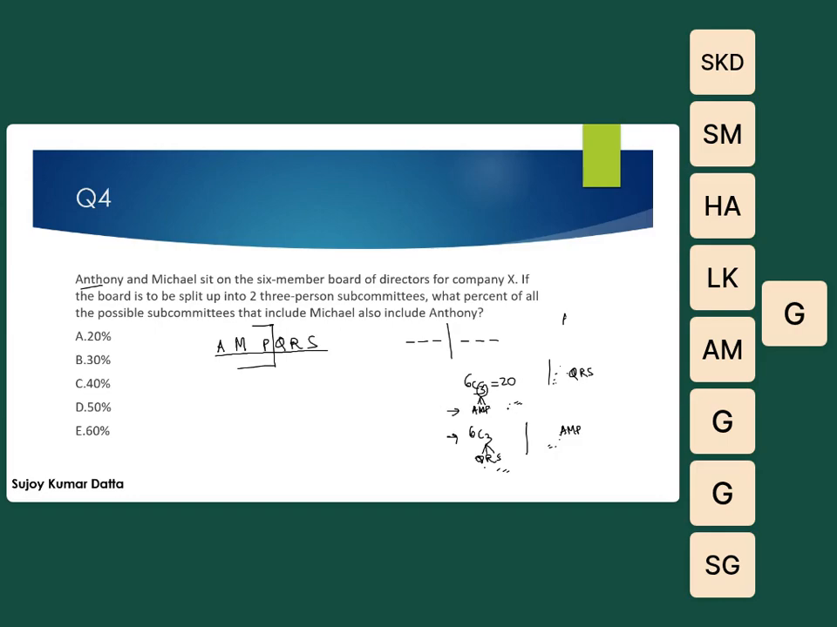Whether you have taken AMP and left QRS behind or taken QRS and left AMP behind, after all, it is the same selection. It's the same way you have split it into equal groups. So you're counting every case twice, counting AMP QRS two times. To avoid that, the total number of ways will be 6C3 divided by 2 factorial, or divide by 2.